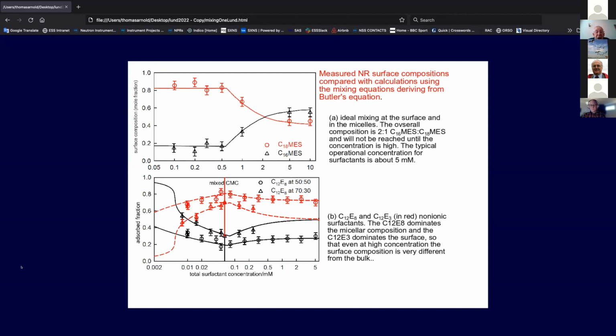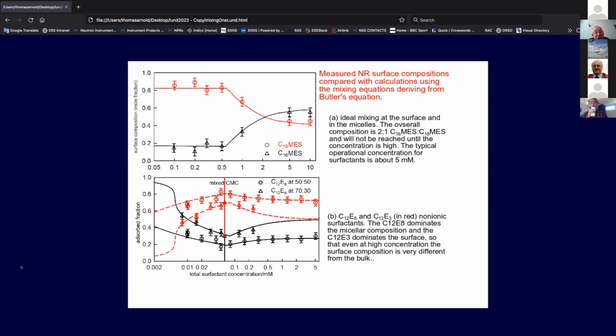So the great thing about neutrons is mixtures are really easy to measure the composition of at surfaces. You just deuterate one, and then you deuterate the other, and you just measure it. It's really easy. And what's more, you can do it above the CMC. With surface tension, it is possible in principle to measure the composition, but you have to use the Gibbs equation with keeping one constant and then doing it for the other way, and it takes a lifetime.